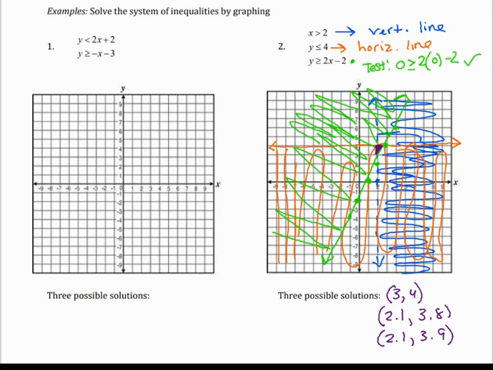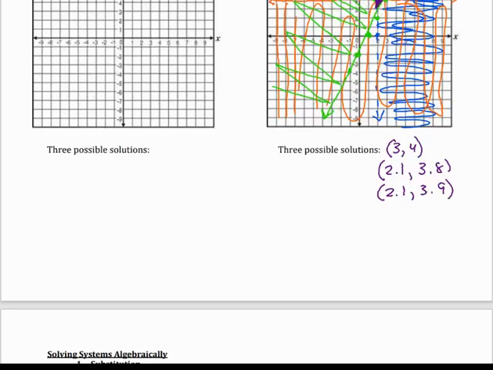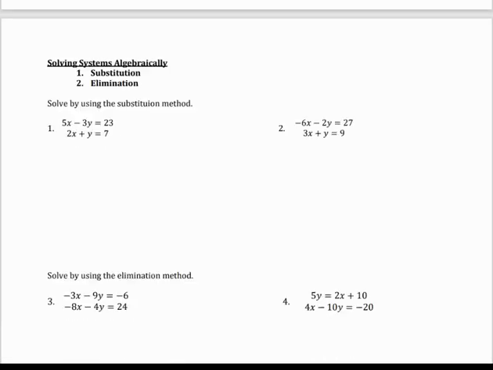You try number 1, and that one, it's nice. The lines are already in slope-intercept form. Make sure to graph them, do one at a time, do your shading, and then give 3 possible solutions. Solutions are what's in the shaded region. All right, and lastly, solving algebraically.